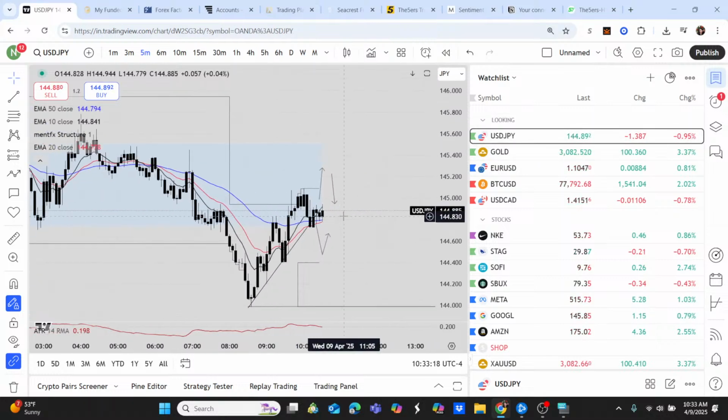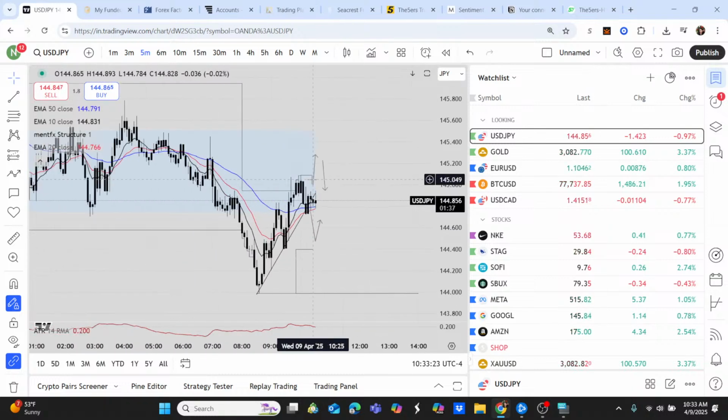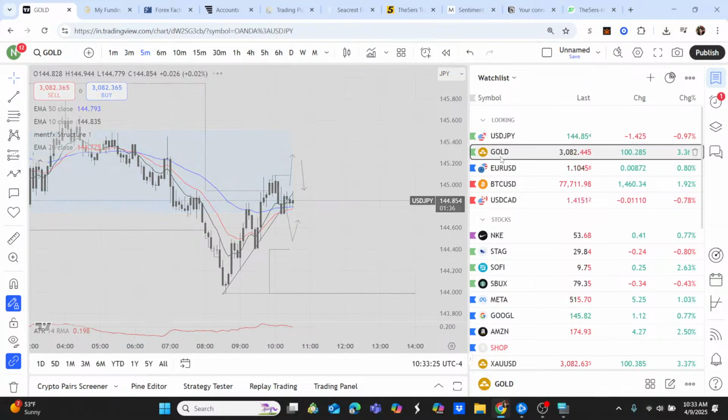So far, USD JPY not doing anything. Just not good so far.